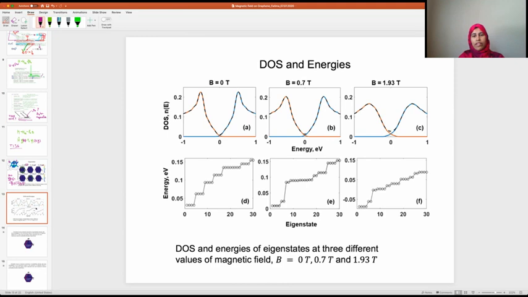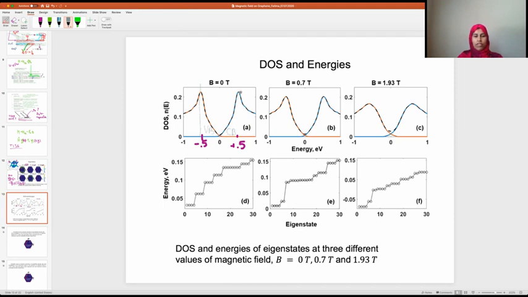On the top panel, we can see the density of states at different magnetic field values. First, the density of states without magnetic field. We can see that as the value of the magnetic field is increasing, the density of states is decreasing. The blue line and yellow line represent the conduction band and valence band respectively. On the bottom panel, we can see the first 50 eigenstates and their corresponding energies.